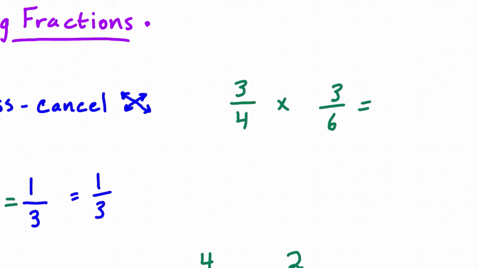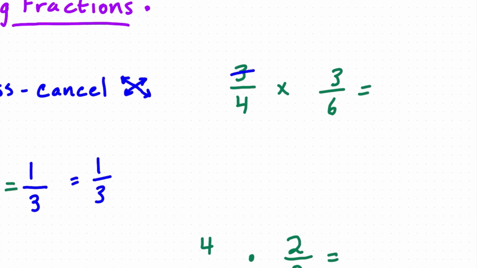So we got 3/4 times 3/6. Again, we're going to look at them diagonally and cross-cancel. Can we do 4 and 3? Is there anything that can go into both those numbers? No, so we can't cancel those. Can we do 3 and 6? Yes, we can divide them both by 3. So that becomes 1. 6 divided by 3 is 2.